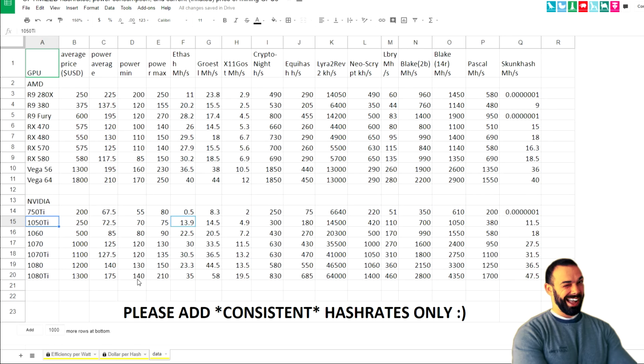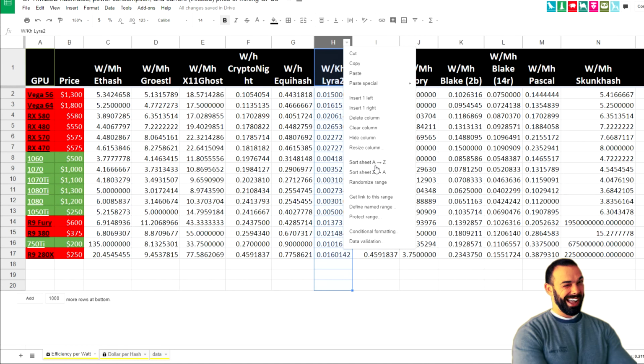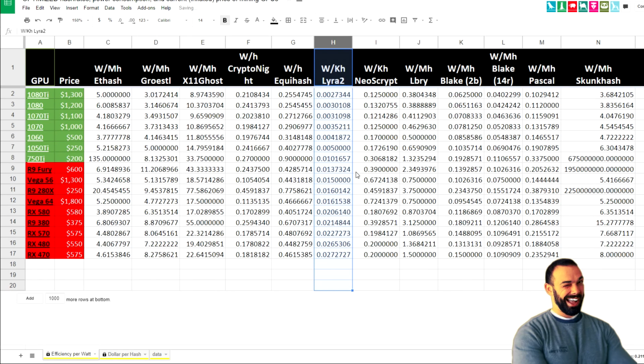Kind of weird. I know this makes the decision a lot more difficult looking at this data, but that's why I want to use over here these tabs that interpret that data and give us a better idea of what is best in each category. So let's use right here, Lyra 2. Let's sort for efficiency, because now we'll get a sense for how well it hashes for its power consumption, right? So sorting A to Z.